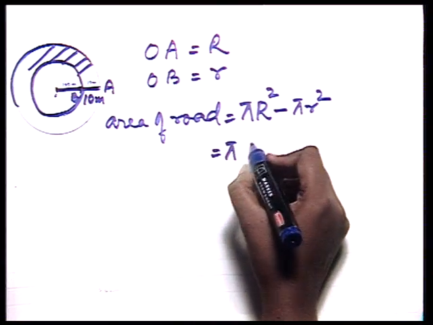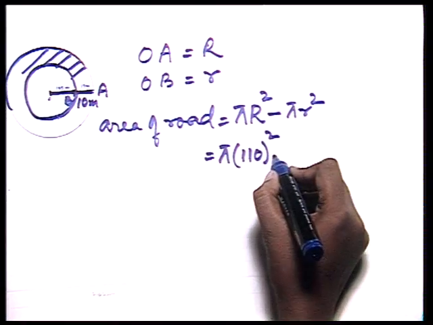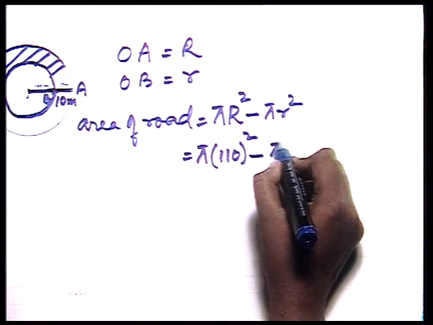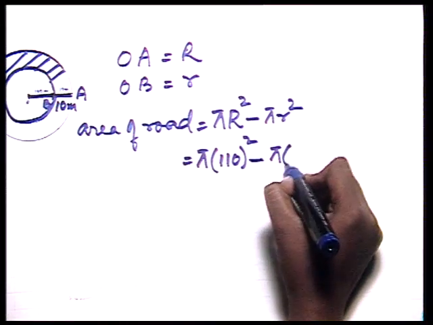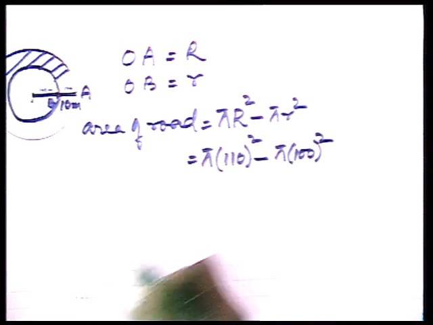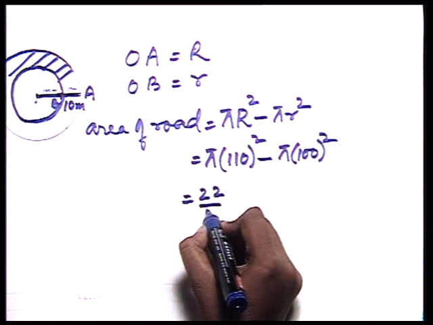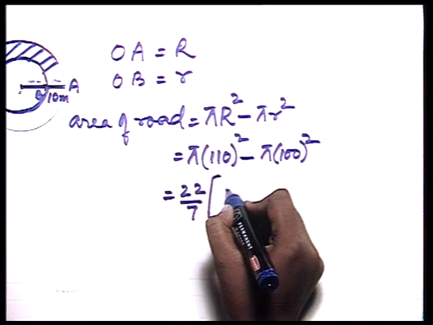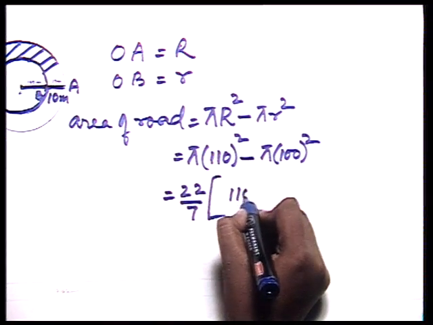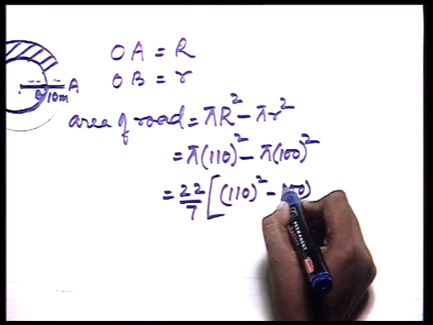Pi into 110 square minus, we have to find out area of the inner circle, its radius is 100 meters. So, pi into 100 square. We can take out pi common or put the value of pi as 22 upon 7. Taking it out common, we are left with 110 square minus 100 square.